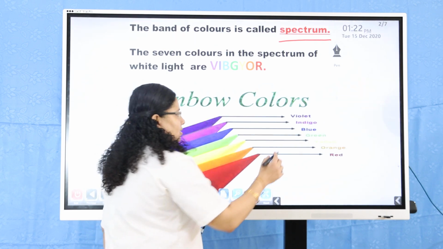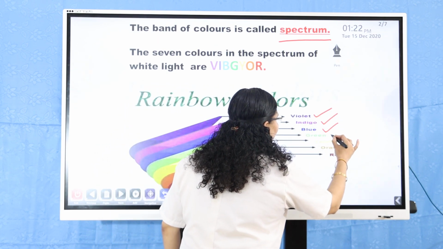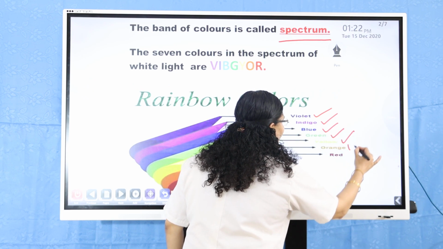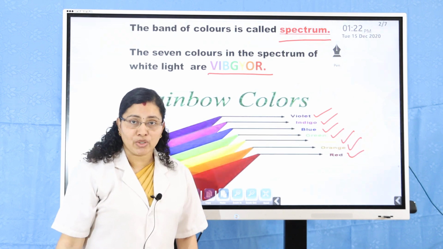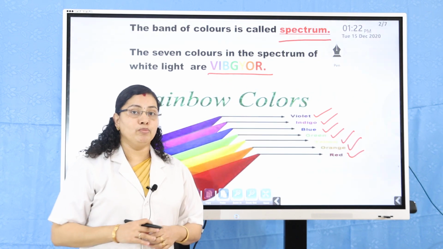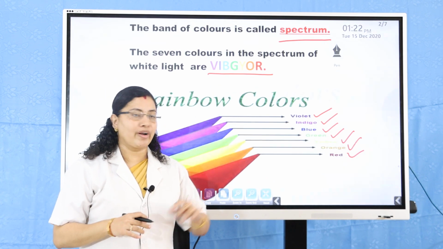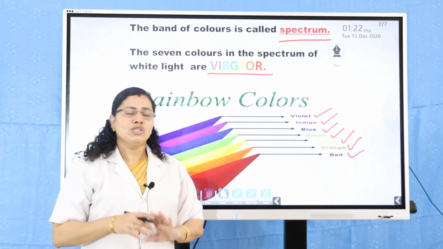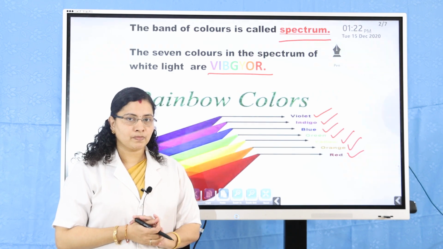What are they? V for violet, I for indigo, B for blue, G for green, Y for yellow, O for orange, and R for red, and we say it as VIBGYOR. So these are the 7 colors in a rainbow.